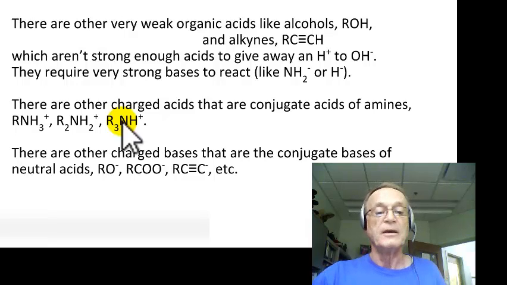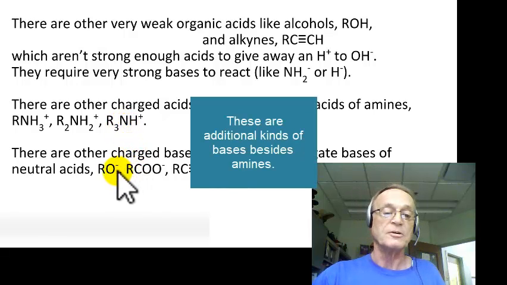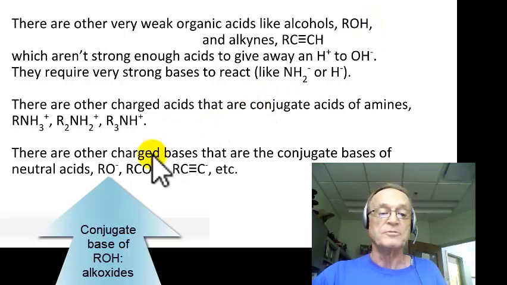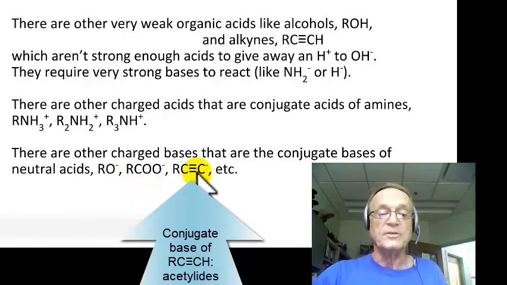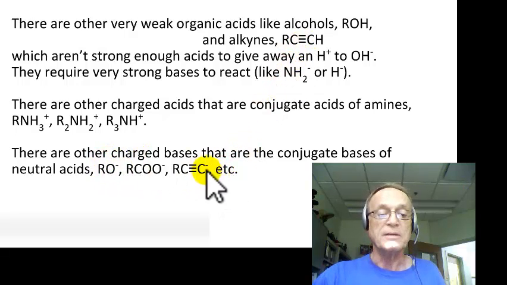so they fit into the category of acids. And there are also charged bases that are the conjugate bases of a neutral acid. So RO minus is the conjugate base of an alcohol, and so technically it's an organic base. Those are called alkoxides, by the way. This would be the conjugate base of a carboxylic acid, and it's an organic compound, so it's an organic base. And this would be the conjugate base of an alkyne with a hydrogen on the end. If you take off that hydrogen, you get a negative charge on that carbon. So this is the conjugate base of that acid. So again, these are organic bases.